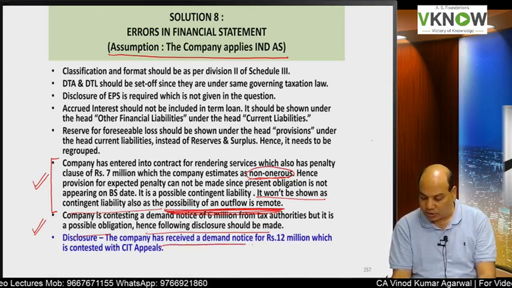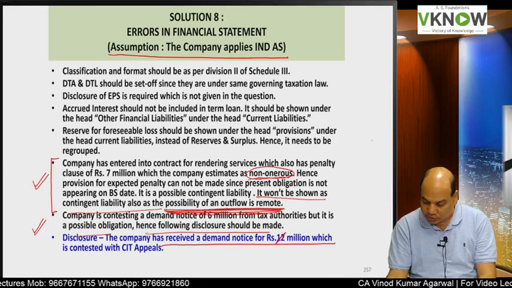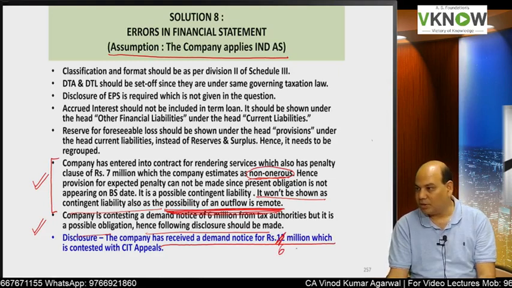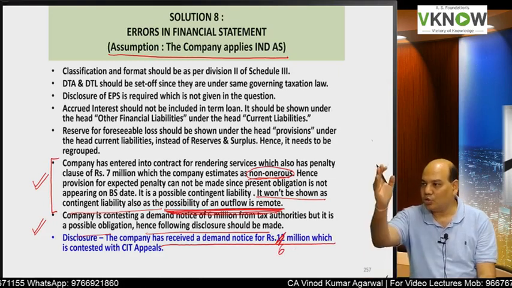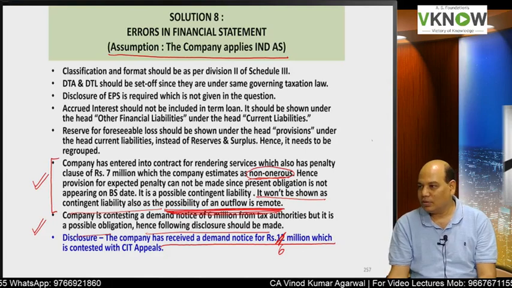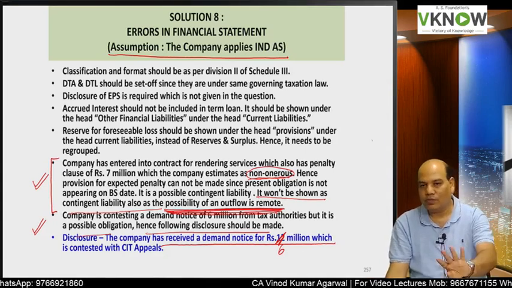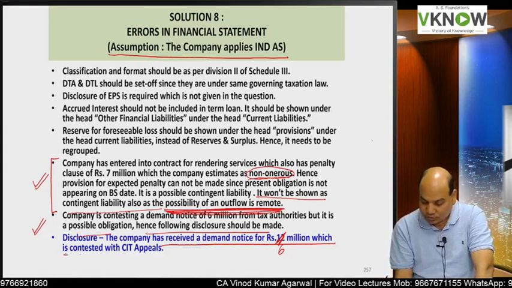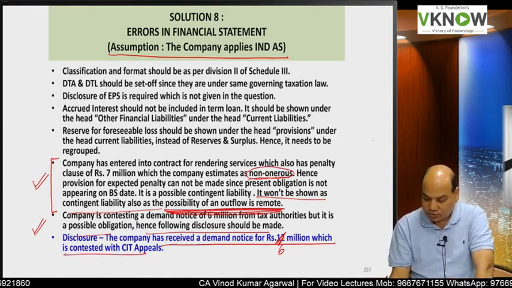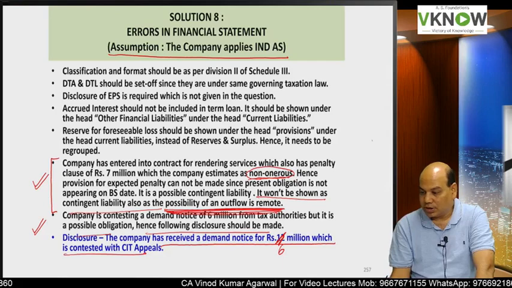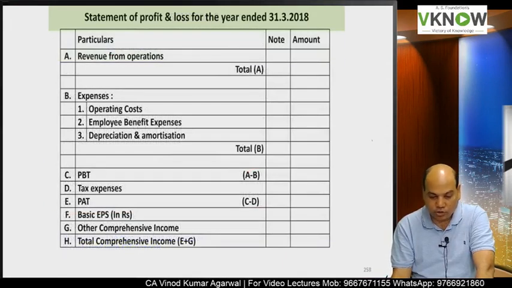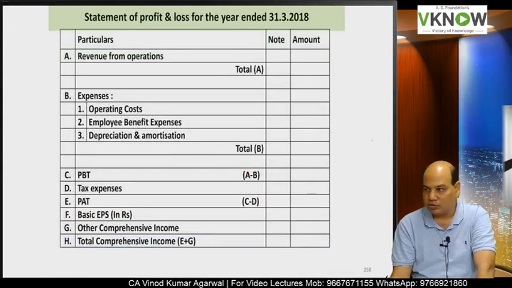The company has received a demand notice of how much? 6 million. Just make a correction, because in the exam it was 12 million and in this MTP they made it 6. They reduced all figures by half. Somewhere I have also done the same thing. So 6 million, which is being contested with the CIT appeals. Okay. The remaining question is the same. Let us solve it a little fast. It will take 5 minutes only.